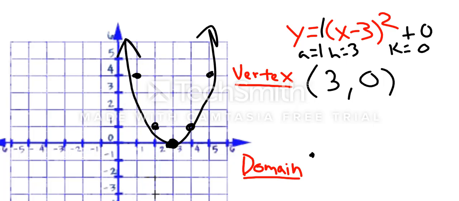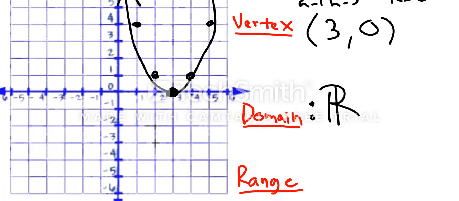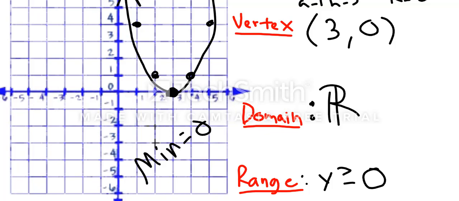All right, so your domain, exactly right, all real numbers, because that's what it is every single time. So now your range, we have a low point there, right? So I guess we should talk about the max or min. Since this is a min value, it is at 0, because that is the y value of the vertex. So your range, since opening up, is y is greater than or equal to the k value, which is 0. So that's using the h value.